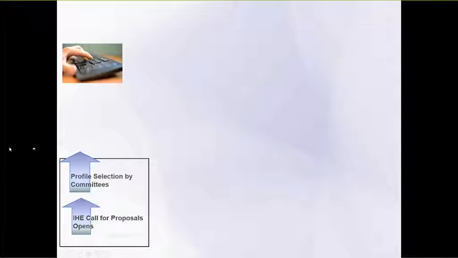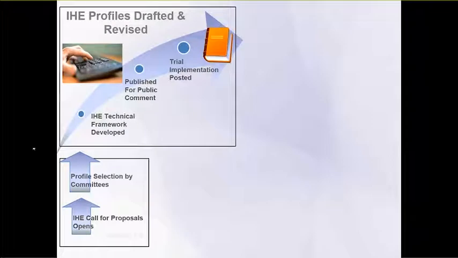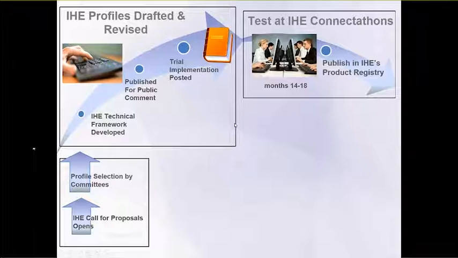Quick overview of the cycle. The call for proposals opens. I'll show the dates on that later. Then the proposals are selected by the committees, at which point they're drafted and revised. The development is done over a several month period. Then it goes out to public comment. Anybody and everybody, you don't have to be a member, can respond to and submit comments to those profiles. We post out a trial implementation version of it, at which point we test it at a connectathon.